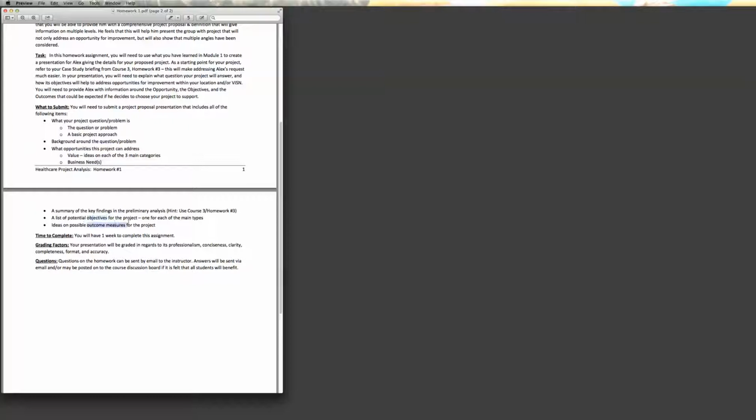Outcome measures is how are we going to know that we met those goals? So outcomes and objectives are not the same thing. A lot of people interchange them, and that is not right. Outcome measures are how we're going to know that we achieved our objective, achieved our goal, we met our goal. How are we going to know that? So how can we measure it?